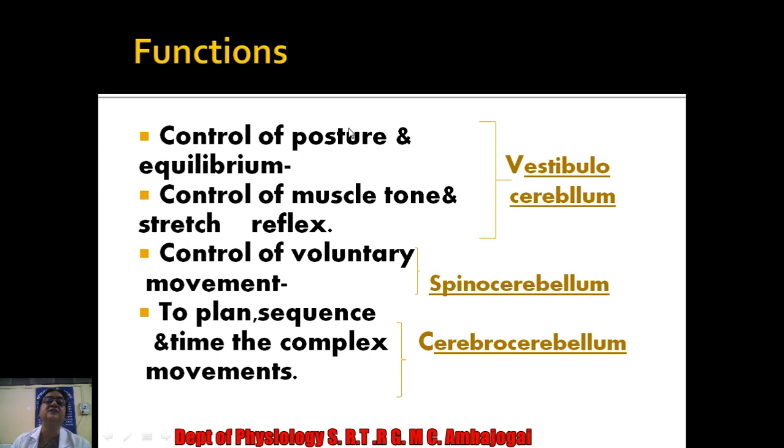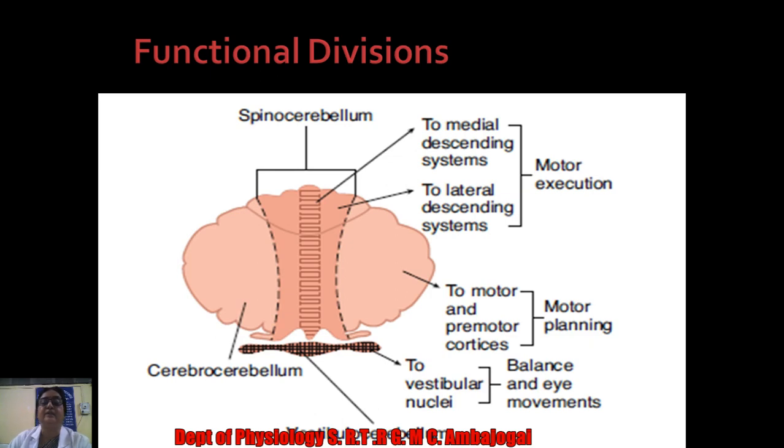So now we will discuss each function one by one. First we will shift to the control of posture and equilibrium. In this figure we get the idea that posture and equilibrium are controlled by the vestibulocerebellum and the central part of the vermis. Then this part is mainly responsible for the control of distal limb voluntary movement, and this is for planning.